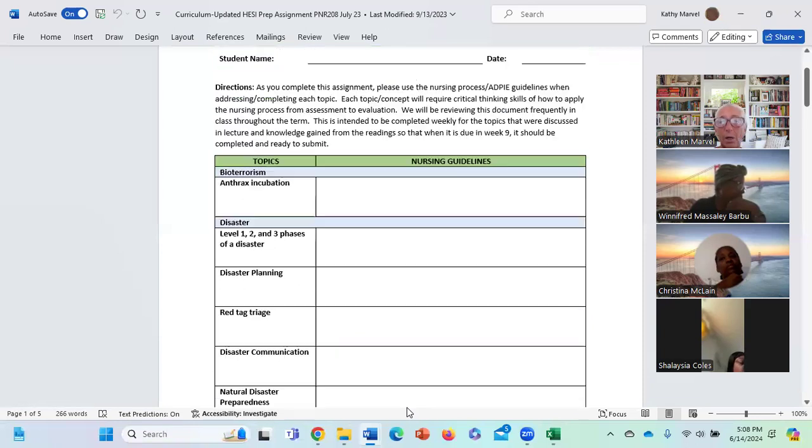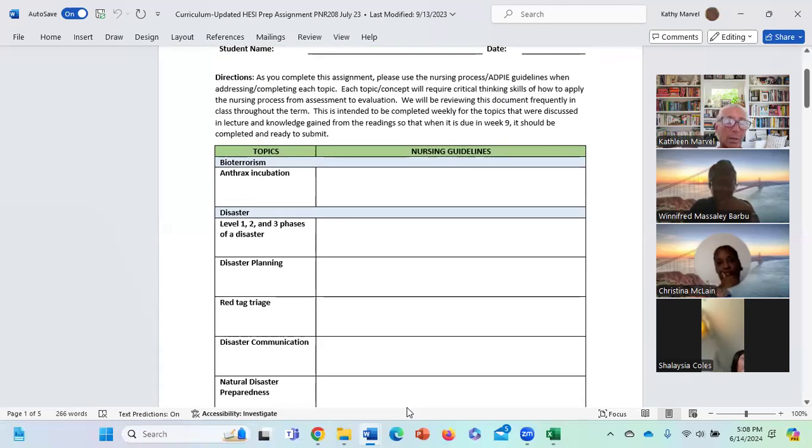We're not going to go through every box. I'm just trying to get you in sync about how to think about it. So, anthrax incubation. All these boxes represent topics that are covered on the HESI. So there's a question about anthrax incubation. Think clinical judgment. What might be asked?